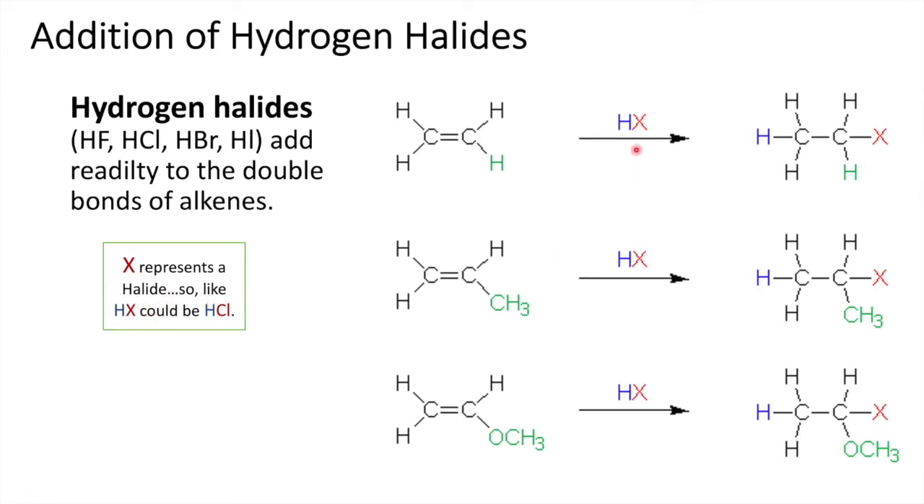So for example, this HX could be hydrochloric acid. The H goes to one side of the carbon-carbon double bond. The X goes to the other side of the carbon-carbon double bond. And this now becomes all single bonded. These can proceed in different ways, which I'm going to show you in just a second.